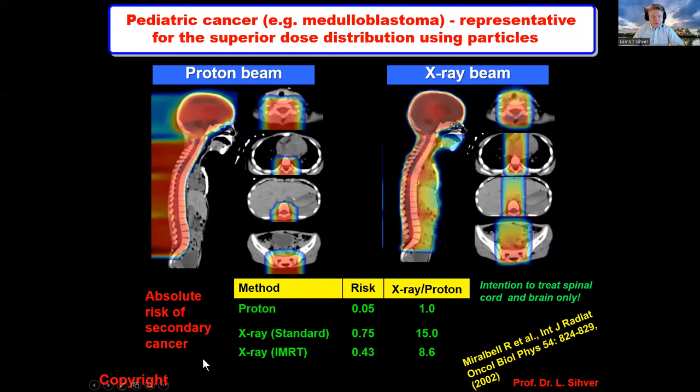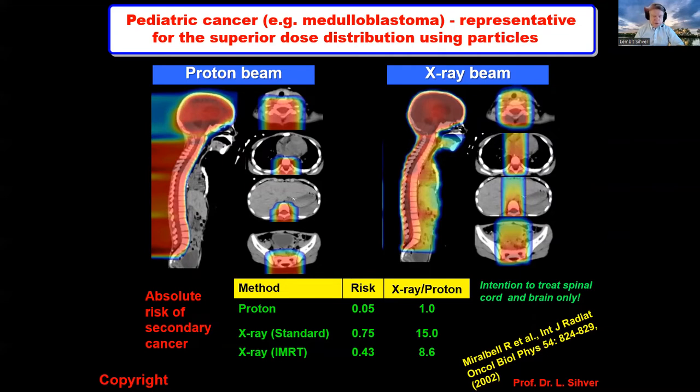So the absolute risk of secondary cancer is significantly decreased. If you compare proton with standard X-ray, you see that standard X-ray has nearly 15 times higher probability for secondary cancer. Of course, these are not absolute values, these are estimated values.